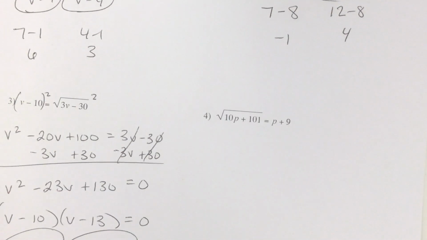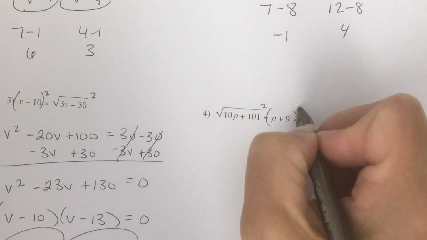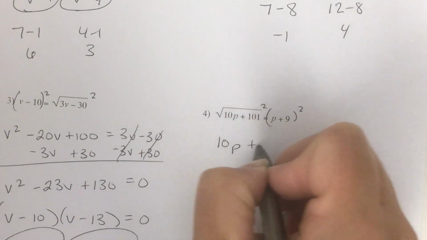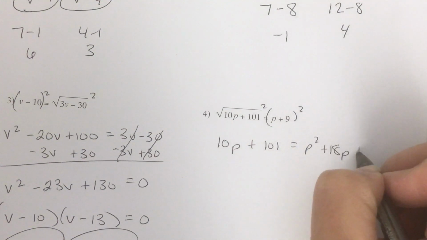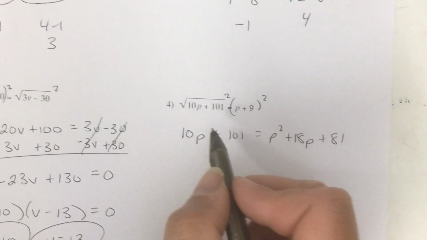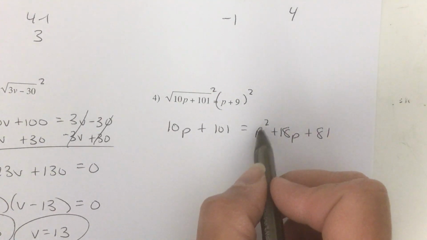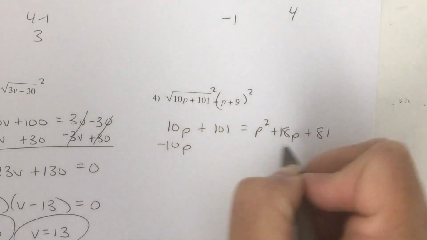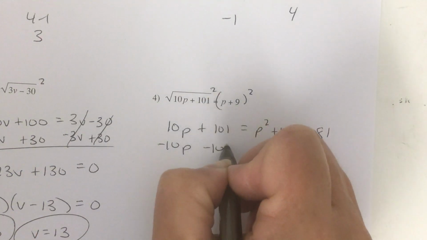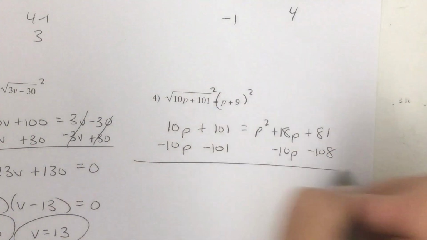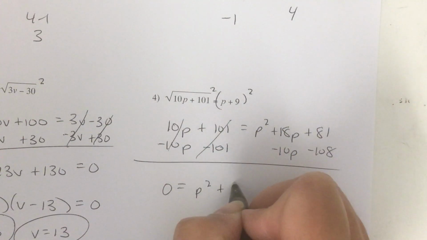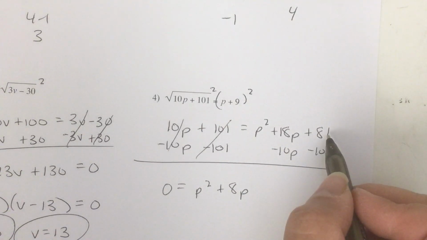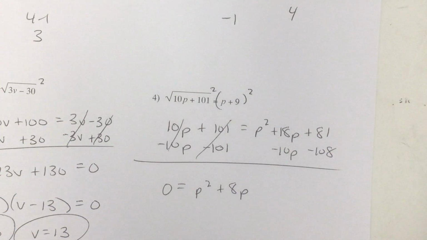Okay, number 4. If you square both sides, you're going to get 10p plus 101 is equal to p squared plus 18p plus 81. Move everything over to the side where you have the letter squared. So we're going to subtract 10p from both sides, and we're going to subtract 101 from both sides. That's all going to be 0 equals p squared plus 8p, and then 81 minus 108 is negative 27.